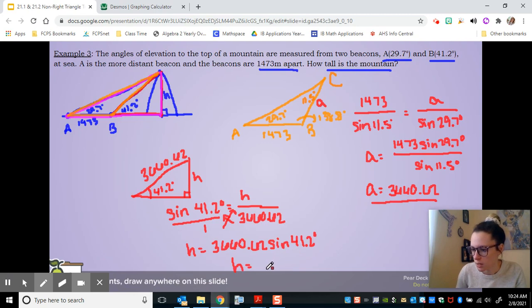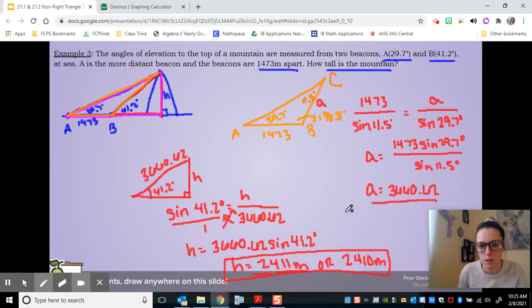So after I cross multiplied and I plug this in my calculator, I get 2,411 meters, just rounded to the nearest whole meter. Or if we wanted to do 3 sig figs, I could say 2,410 meters. Either way, as long as it's at least 3 significant figures, we're good to go. All right. So that's how you would do it finding side A.